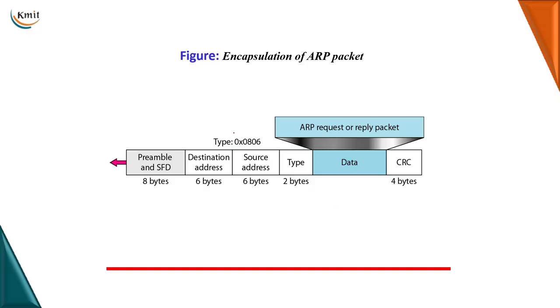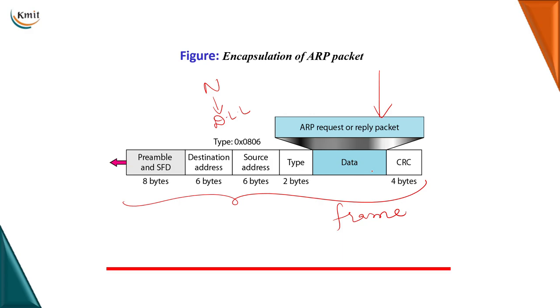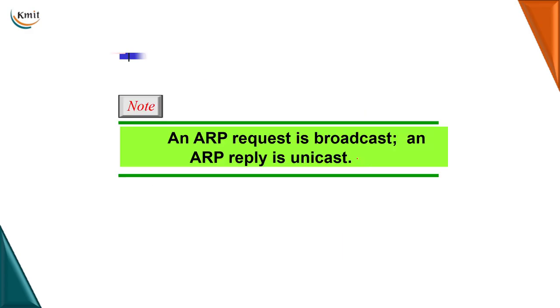Then what is encapsulation? The ARP packet from the network layer, when it moves to the data link layer, has to be encapsulated in an Ethernet frame. So this is a frame. In that I am encapsulating the ARP packet. As I already told you, an ARP request is a broadcast and an ARP reply is a unicast.